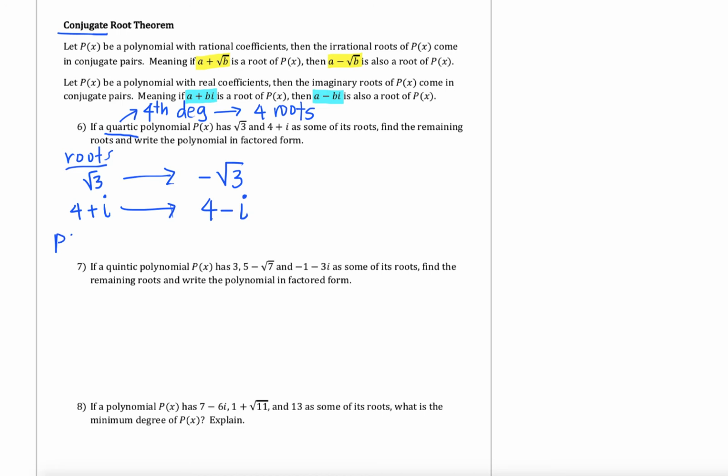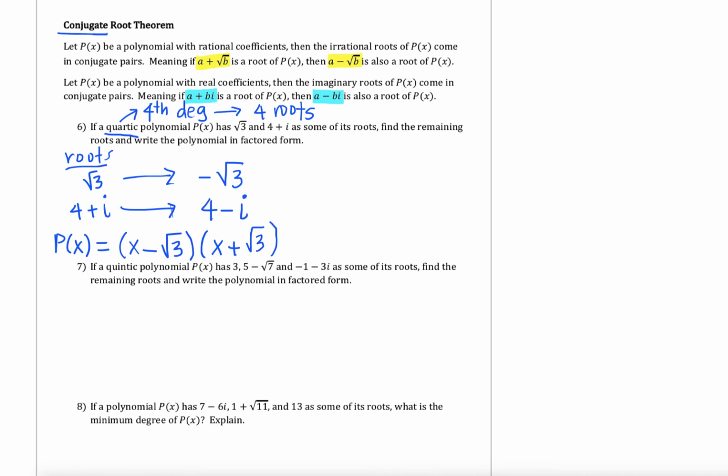So I want to write this polynomial p of x in factored form. Now remember, to go from roots to factored form, it would be x minus that root. So for the square root of 3, my corresponding factor will be x minus the square root of 3. Then for the negative square root of 3, it'd be x minus the negative square root, which would be just x plus the square root of 3. So there are our first 2 factors taken care of.